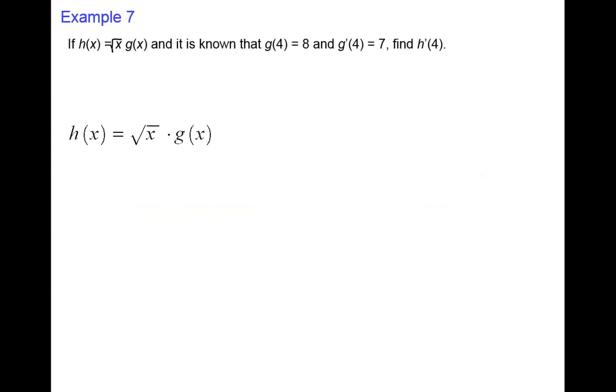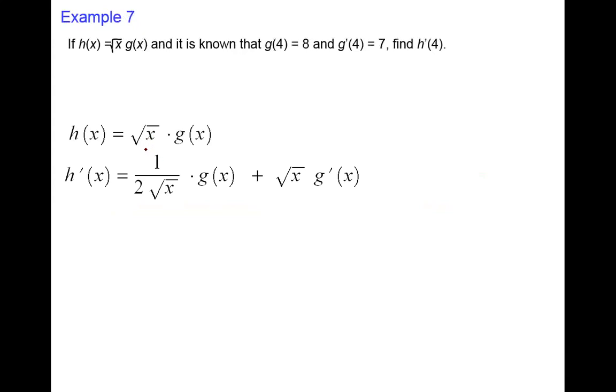Okay, let's maybe just practice based on this question. Function h is defined as the square root of x times g of x. And it is known that g at 4 is 8, g prime at 4 is 7. Find h prime at 4. That means, first of all, I have to find h prime, just the derivative at x. Okay? That means, let's see, we will use the product rule.